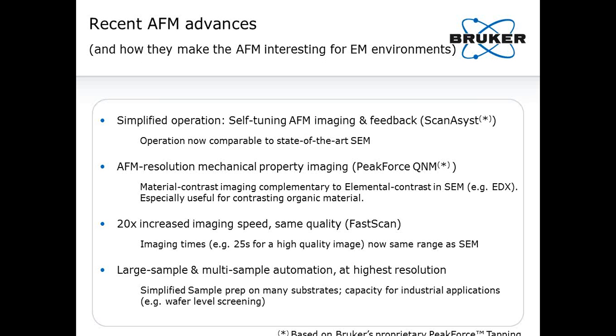After this brief technical overview, I would now like to introduce you to some exciting recent developments in AFM technology and review with you how they make the AFM interesting as a complementary microscopy technique in research environments that have been counting on the well-established productivity of electron microscopy.